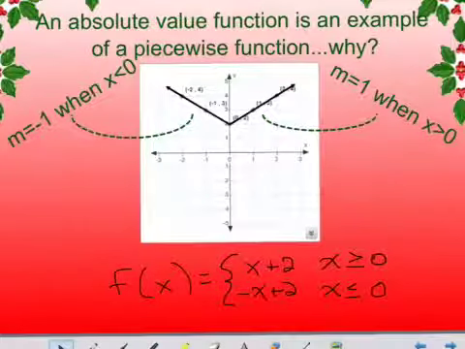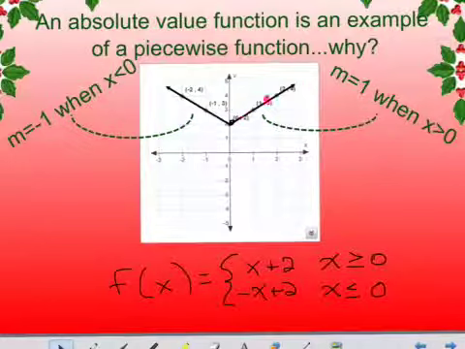So less than or equal to means you close that circle. Both of them are "or equal to," so that's why it's a closed circle here. What this means is for every x that's greater than or equal to 0, so all of these values, you graph this linear equation, x plus 2. And wherever x is less than or equal to 0, you graph this linear equation for all of the values that are less than or equal to 0, and it's a piecewise function. So that's one way that you can think of absolute value.